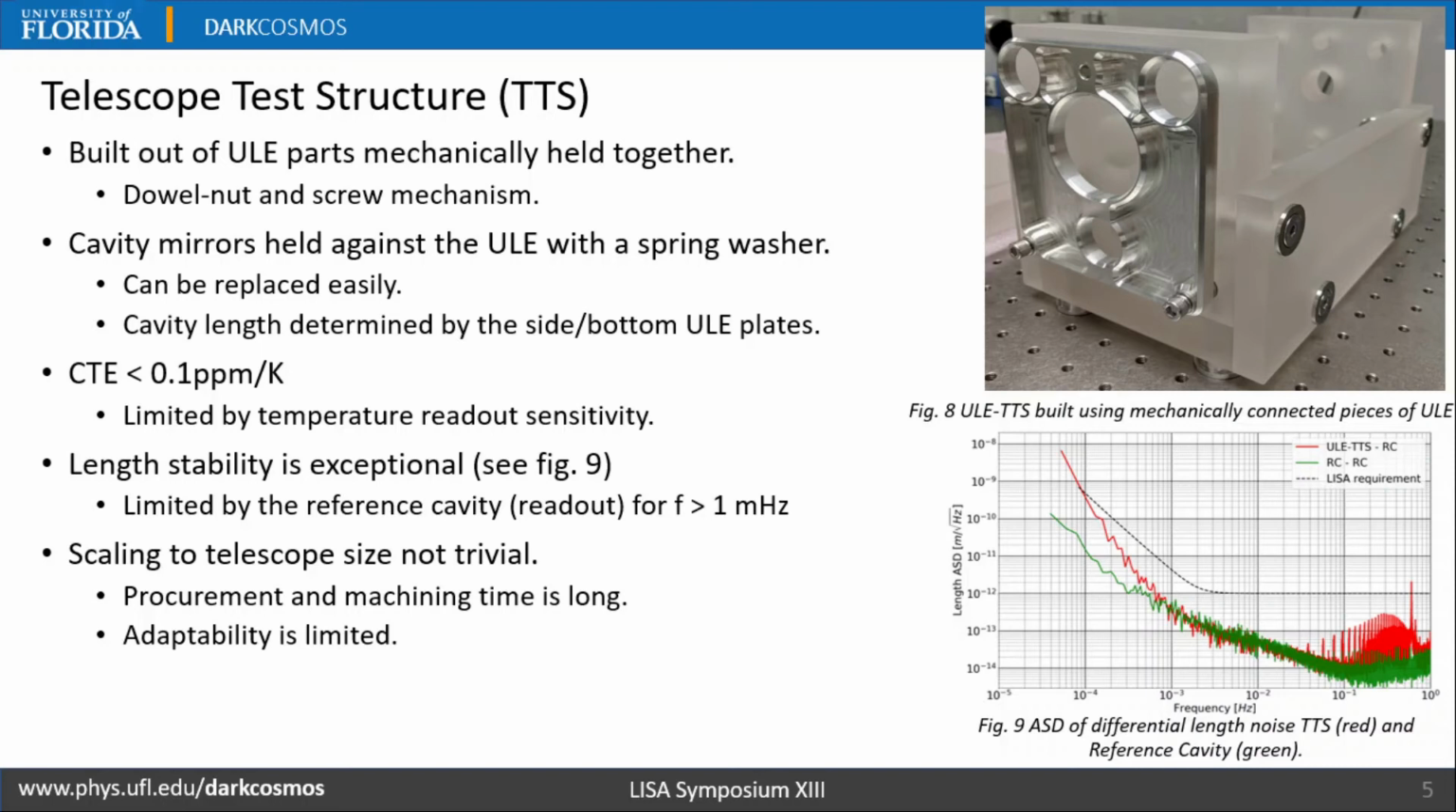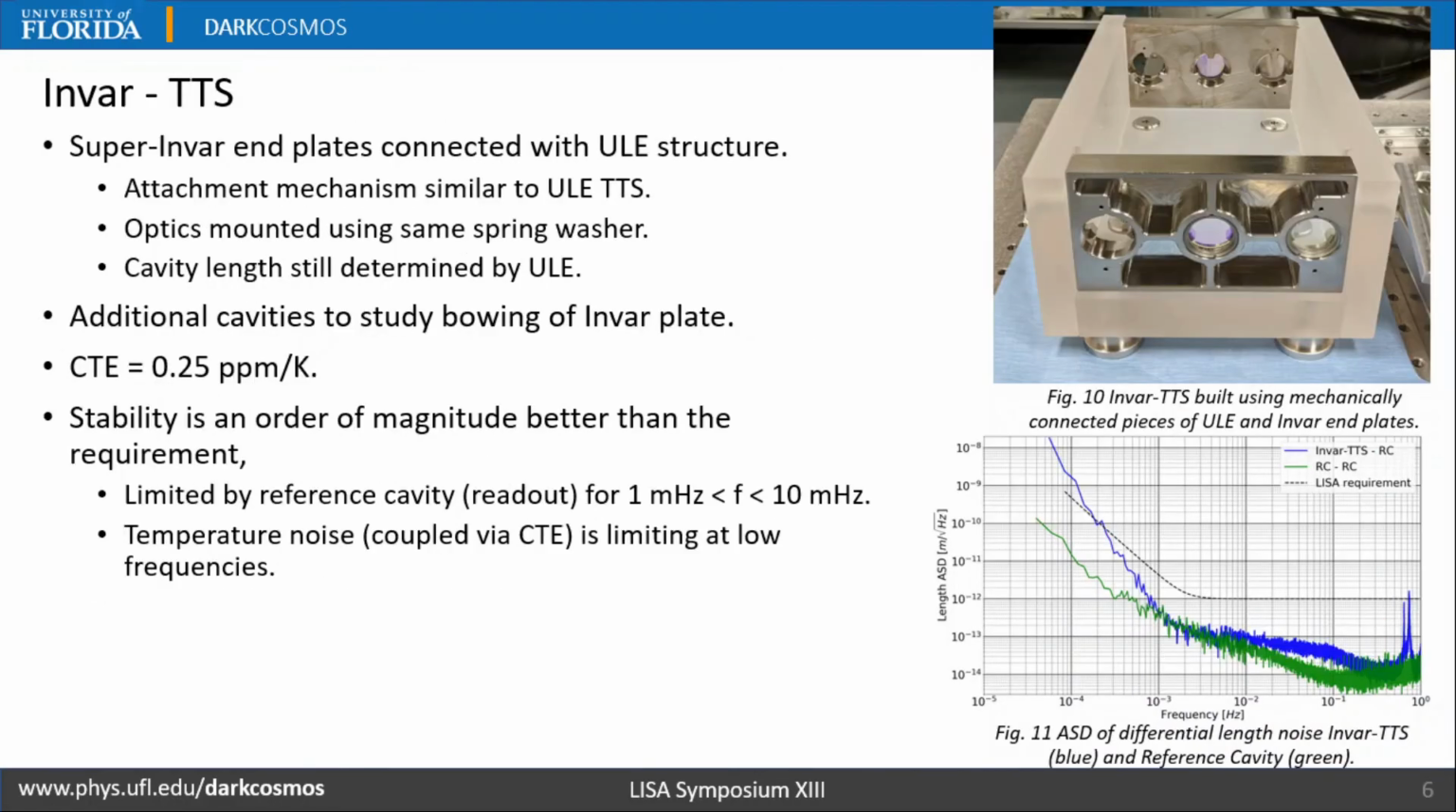However, procuring these big pieces of ULE and then machining them requires time and leaves limited room for big design changes. So, to reduce the turnaround times in such cases, we replaced the ULE end plates by super-invar end plates in the structure. The attachment mechanism is the same dowel nut and screw mechanism used in the ULE version. The optics are again held with the simple spring washer with a retaining ring.